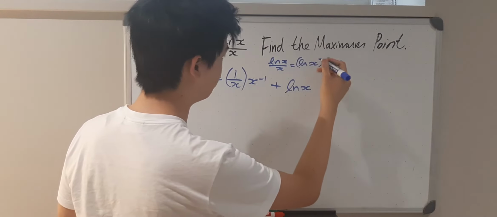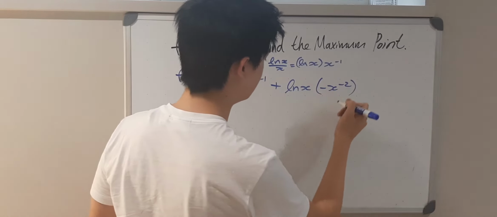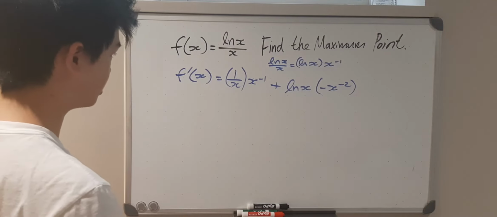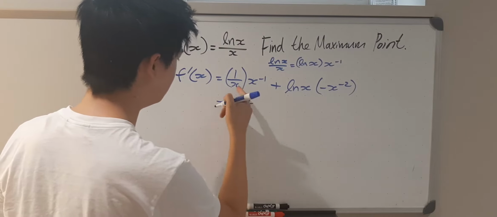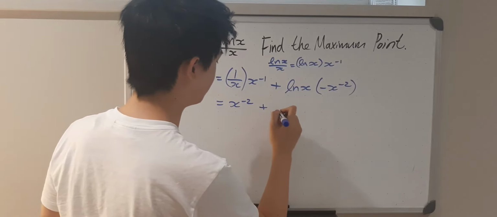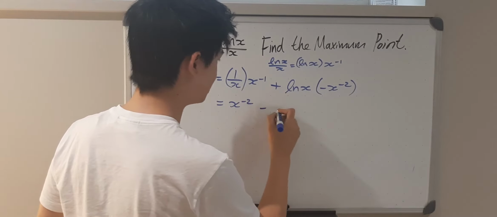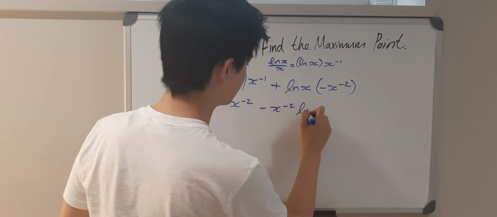Now we have to do the derivative of x to the negative 1, which is negative x to the negative 2. Okay, so now we know what f prime of x is. We can clean this up a bit: x to the power of negative 2, minus, because there's a minus there, x to the power of negative 2 times ln x.